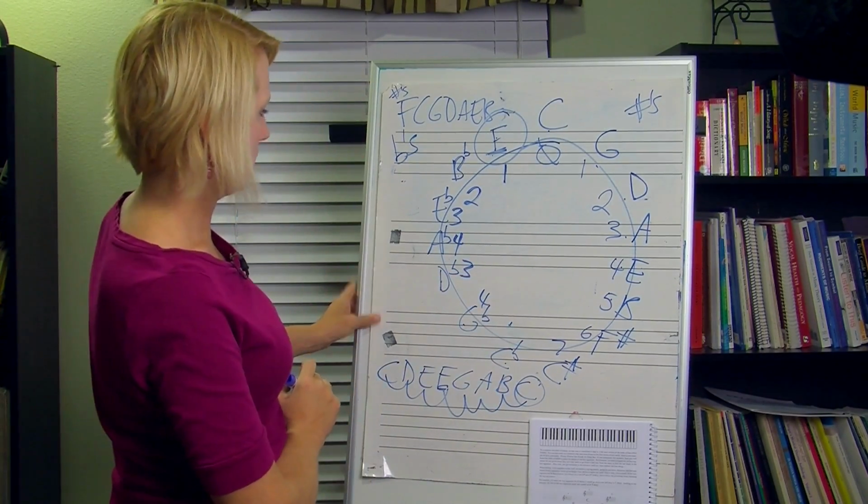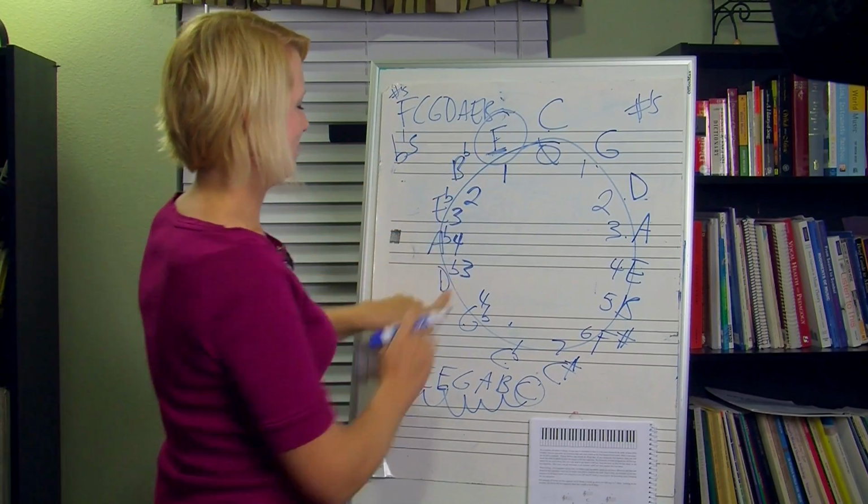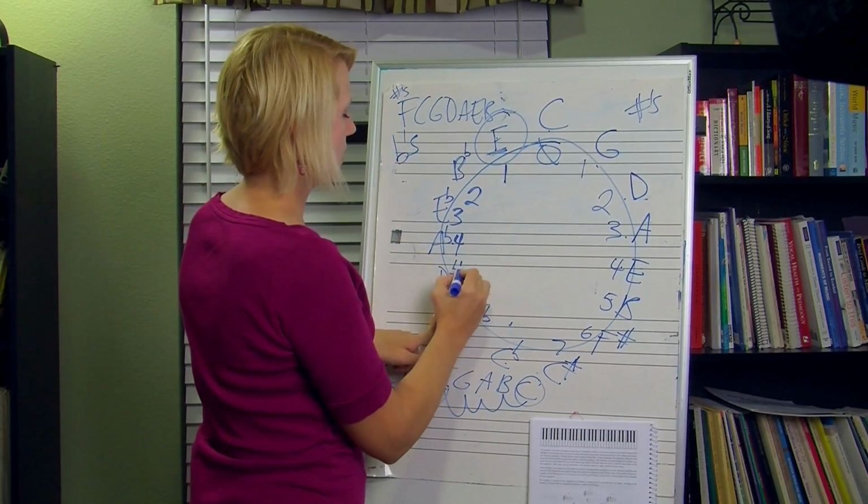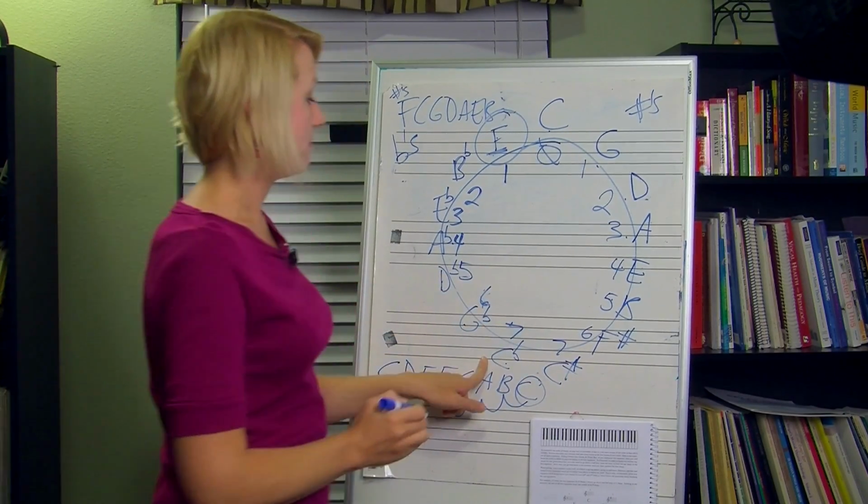Oh, what did I do? 1, 2, 3. Why did I do that? That was silly. So after 4 comes 5, 6, 7. I guess I forgot how to count.